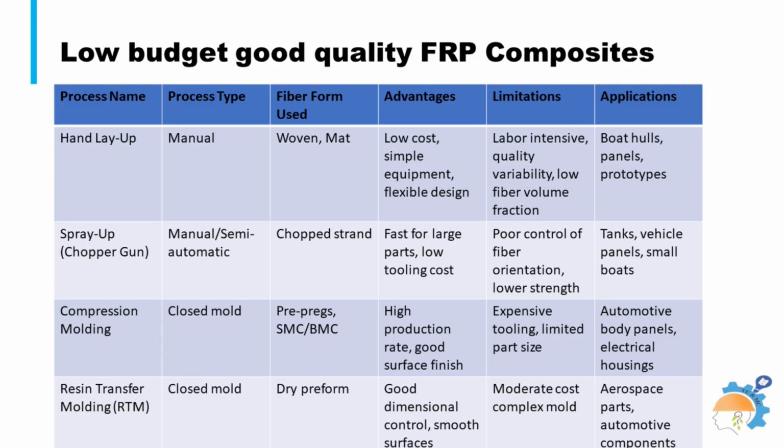In resin transfer molding, RTM, dry fiber reinforcement is placed in a closed mold, and then liquid resin is injected under pressure to impregnate the fibers. Aero and automobile industries rely on these techniques.